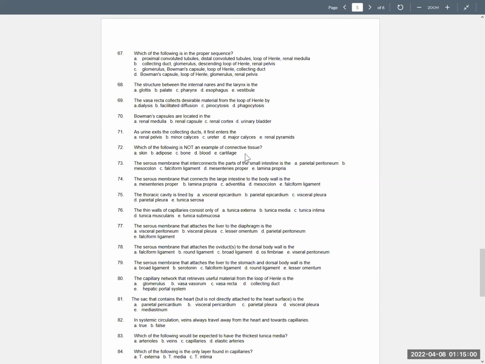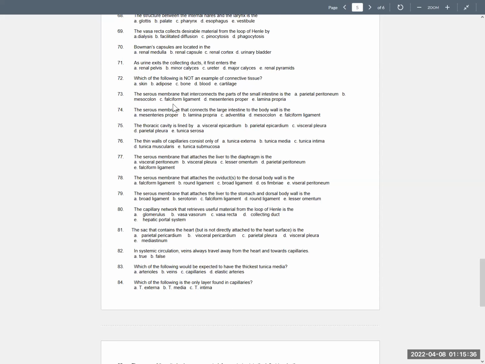72, which of the following is not an example of connective tissue? This one, I can't believe it. It stumps people all the time. Did it stump you? Which is not a connective tissue. Bone, for instance, is a connective tissue. Blood is a connective tissue. Fat is a connective tissue. Which one of these is not a connective tissue? Skin. Adipose. You know, it's skin. Skin is an organ, not a tissue. It's the largest organ in the body.